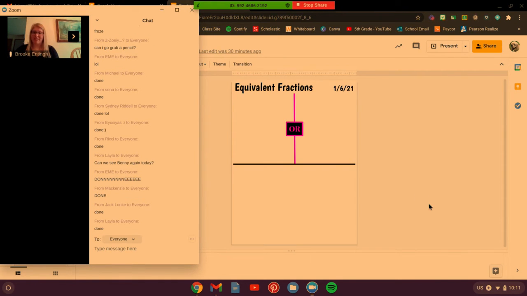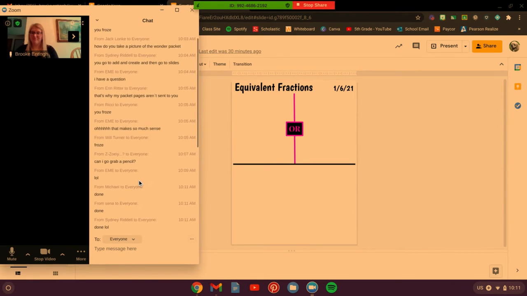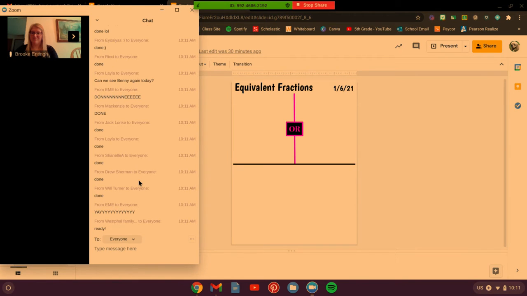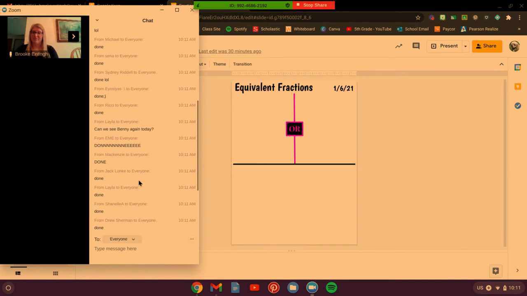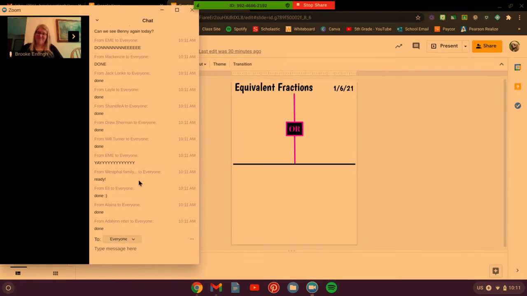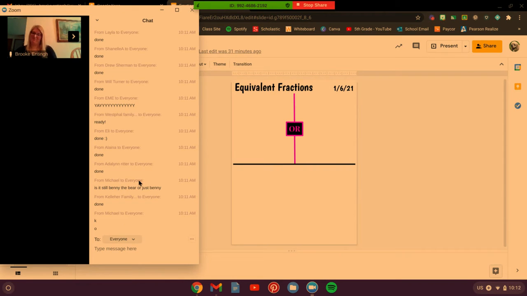If we have time, you can see Benny again today. Yes, if we have time. All right, we're going to wait for a few more people. Michael, it's still Benny the bear. Yes, he still looks like a bear. He's not getting his hair cut until, I think, January 18th, because lots of people are having their dogs groomed, and we couldn't get him in until then.